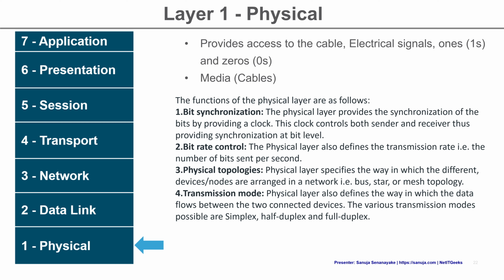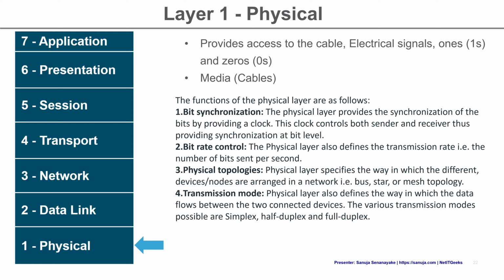Bit rate control is also done by the physical layer, where the physical layer defines the transmission rate. In other words, the number of bits that can be sent per second. So the bit rate is defined by the physical layer as well.